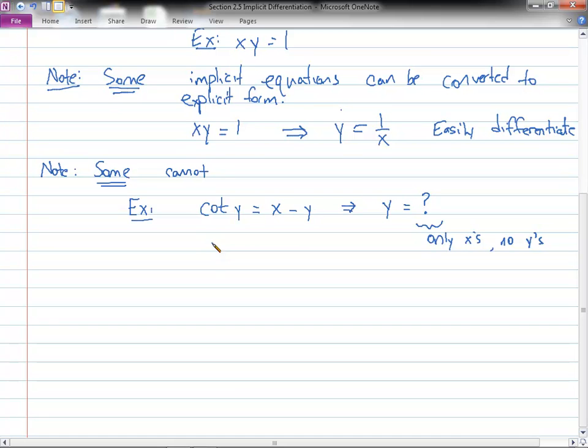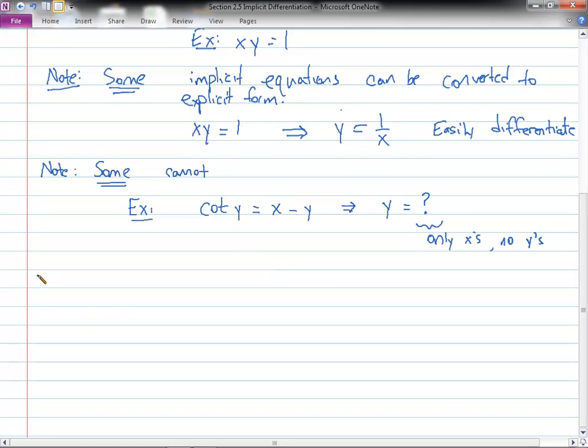Now, does that mean we can't find the derivative? This represents a curve. This is a single equation that represents some graph on the plane. So at every point on there where there is a tangent line, there is a slope to that tangent line. We want to be able to find what that slope is. If we can't solve it for y, then the tools that we have so far that we've covered do not work for us.